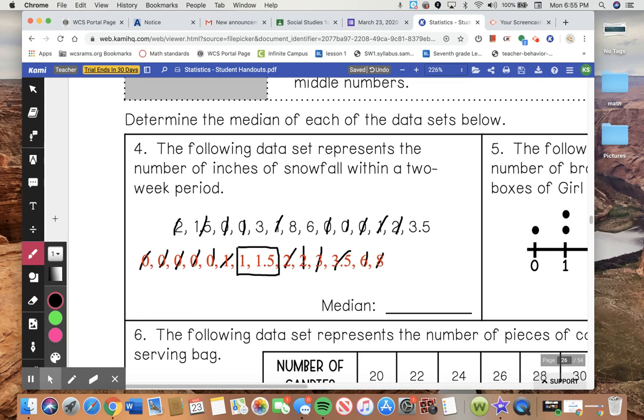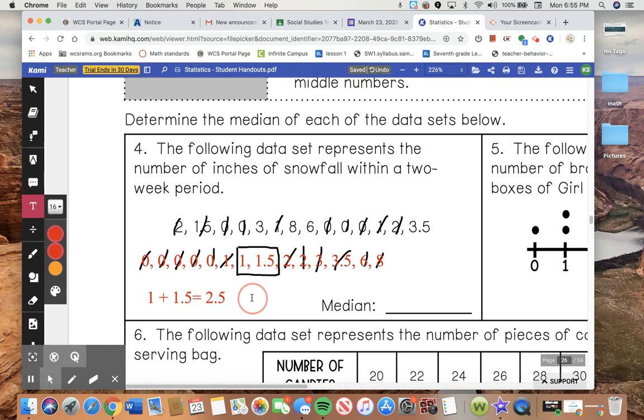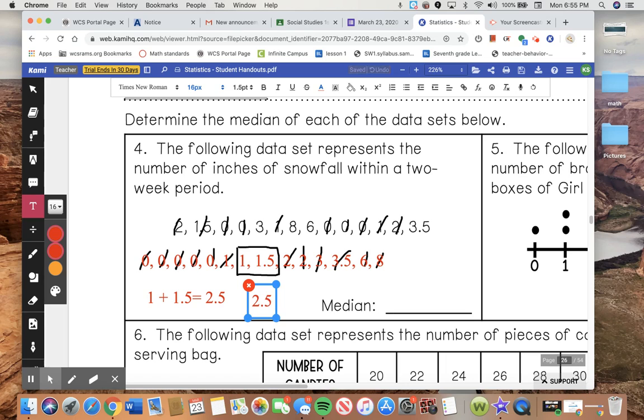To find the median, I have to take the average of those 2 numbers, or the mean. So again, to do that, you do 1 plus 1.5, which is 2.5. Now I'm going to divide that number. 2.5 divided by 2, because there's only 2 numbers, the 1 and the 1.5. So to get the average of that, it gives me 1.25.